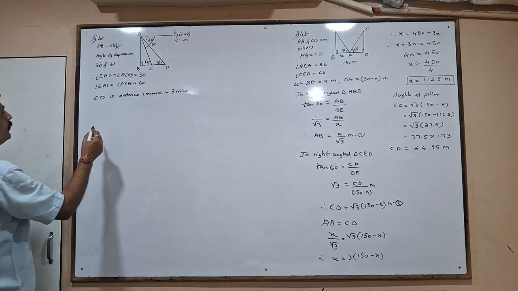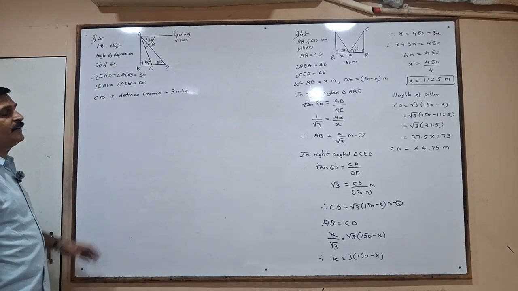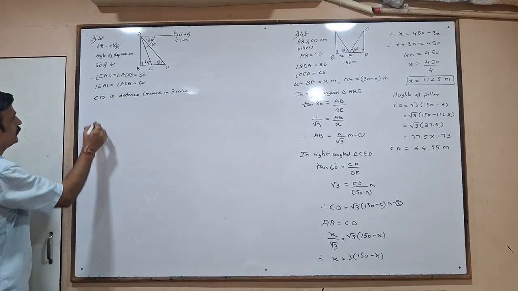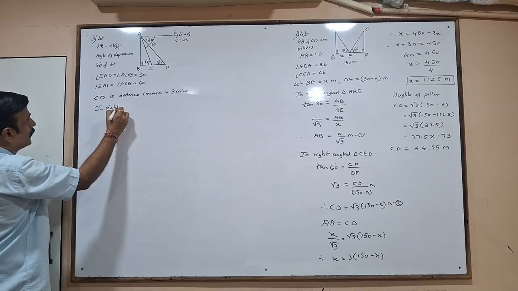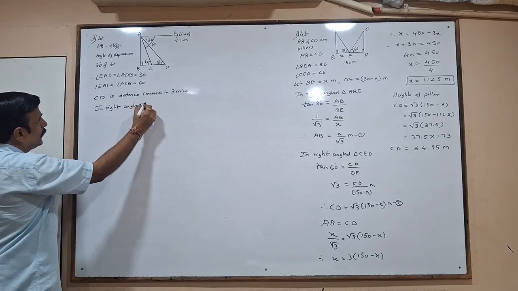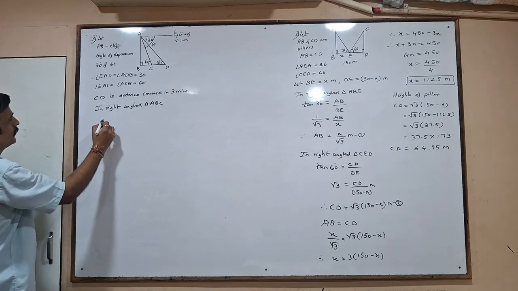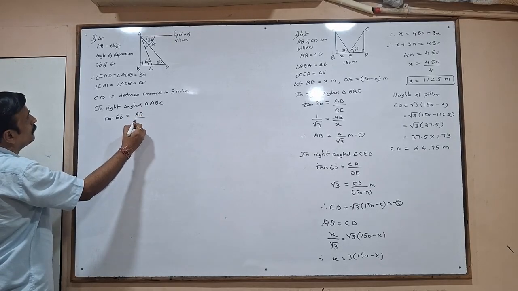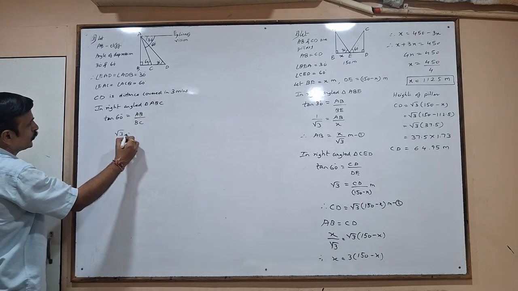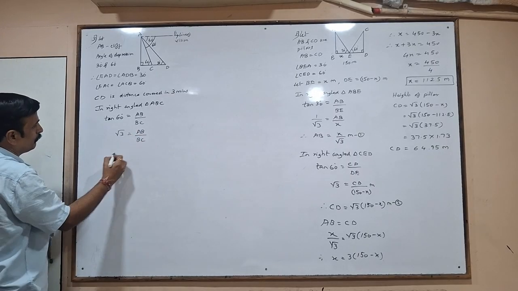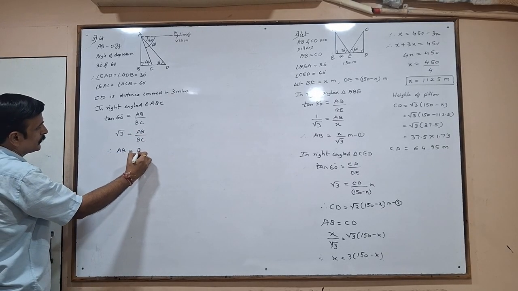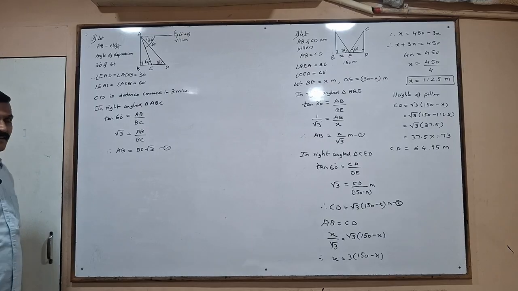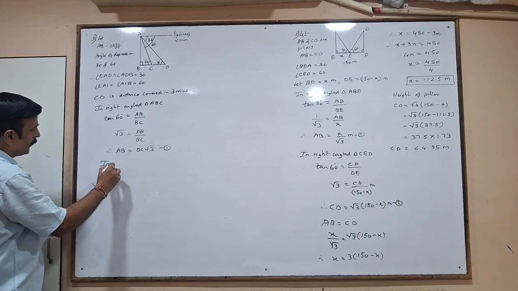Now I want to calculate time taken to travel this much. So what we will do, AB is a height common to two triangles ABC and ABD. So in right angle triangle ABC, tan 60 is AB upon BC, root 3 is AB upon BC. So AB is BC root 3. We are not considering anything as BC. Let us keep it in BC form.